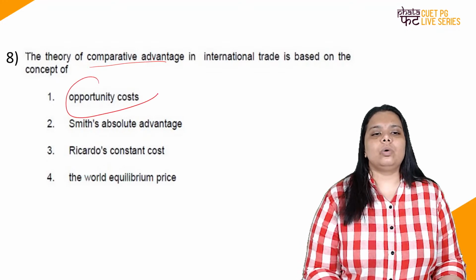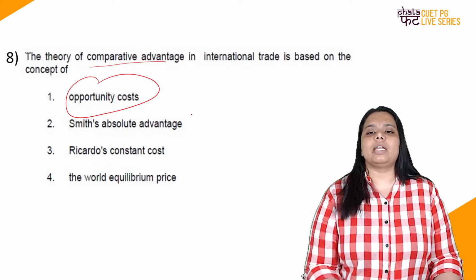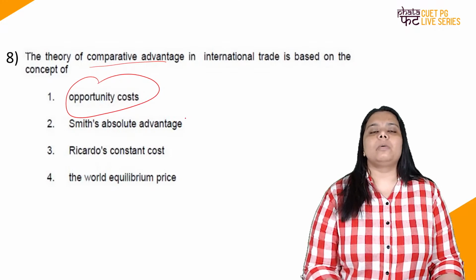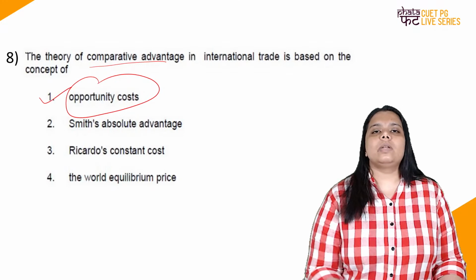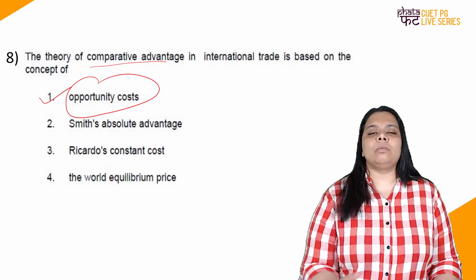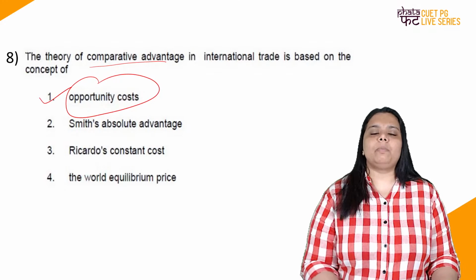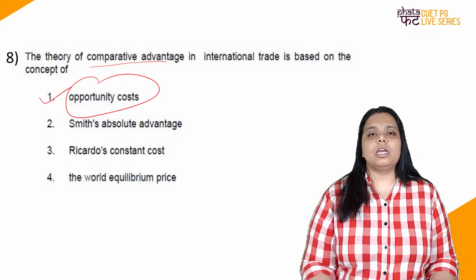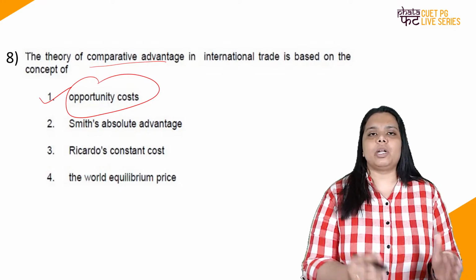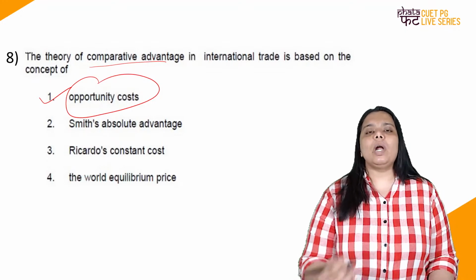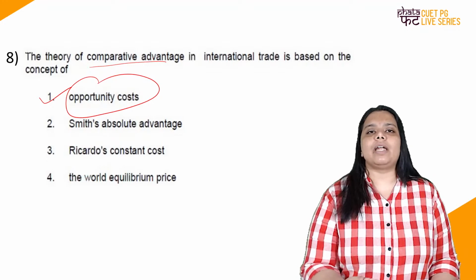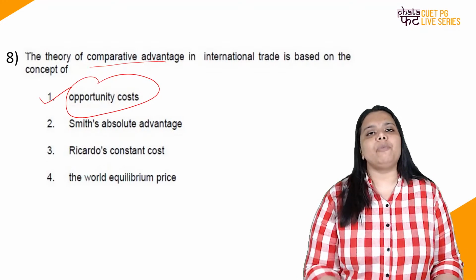So the theory of comparative advantage in international trade is actually based on the concept of opportunity cost. So let's say there are two goods, one laptops and another mobile phones. Both countries have good production of mobile phones as well as good production of laptops, but one country will have some kind of advantage over the other country in the production of one good.